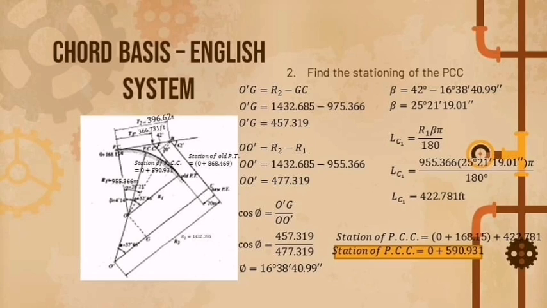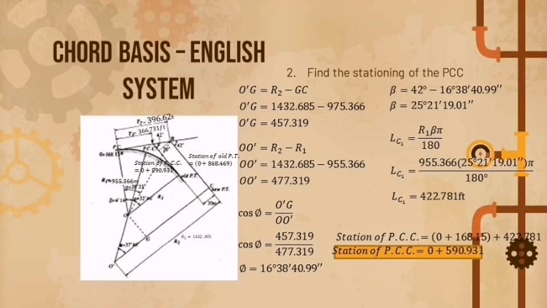So after we compute, we will get the answer of empty set equals to 16 degrees 38 minutes 40.99 seconds. And for the B or the beta is I minus the empty set or the 42 degree minus the 16 degree 38 minutes and 40.99 seconds, and we will get the answer of 25 degree 21 minutes 19.01 seconds as the value of our B.